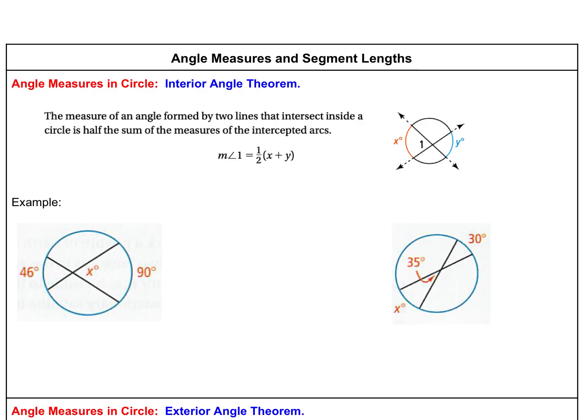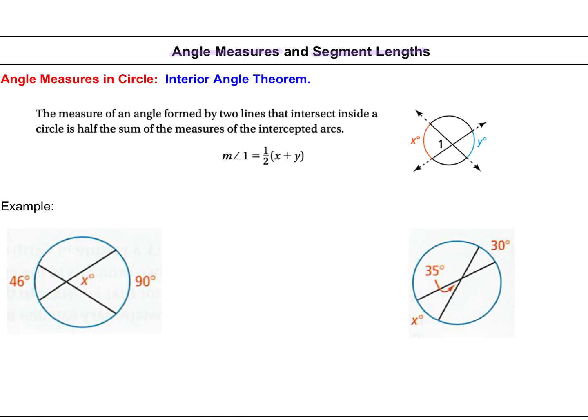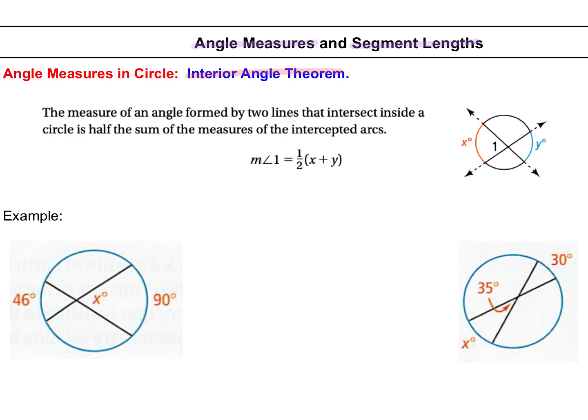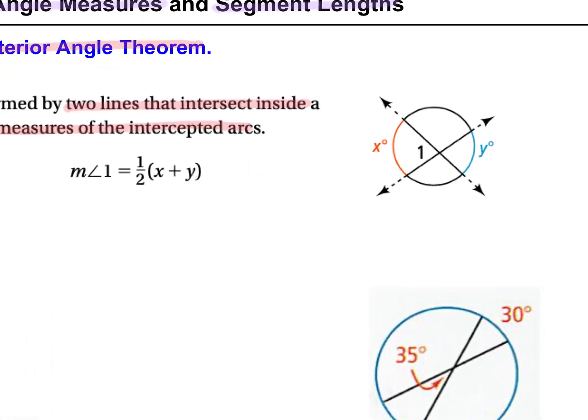So in this lesson, we're going to be looking at two things. First is the angle measures, and the second one is the segment length in circles. Okay, so first let's look at angle measures. This is what you call the interior angle theorem. It simply states that the measure of an angle formed by two lines that intersect inside a circle is half the sum of the measures of the intercepted arcs. Okay, so let's look at this one.